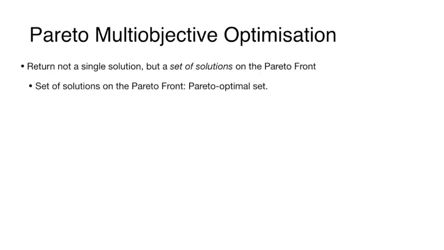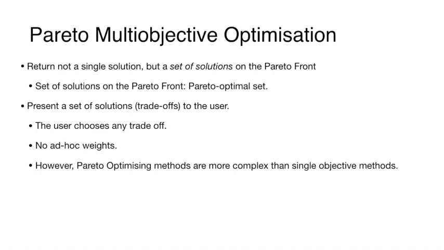Now, the purpose of Pareto multi-objective optimization, instead of a single objective optimization method like a simple genetic algorithm, is to return not just a single solution, but a set of solutions on the Pareto front. This set of solutions is called the Pareto optimal set. The purpose of finding this Pareto optimal set is to present the end user, that is the business user, with a diverse set of trade-offs. The user can then pick the best trade-off as suitable.